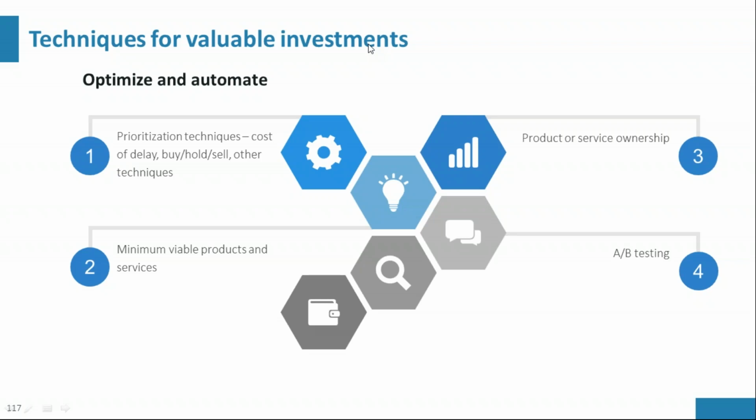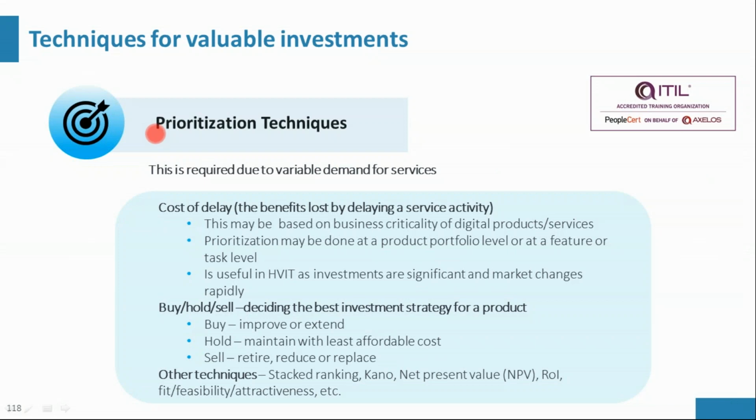The first one is prioritization techniques. There are different types of prioritization techniques like cost of delay, buy, hold, sell, and other techniques. Cost of delay. The definition of cost of delay is the benefits lost by delaying a service activity. What is the cost impact when something is delayed? That's the cost of delay.